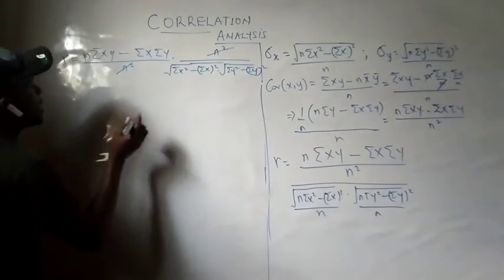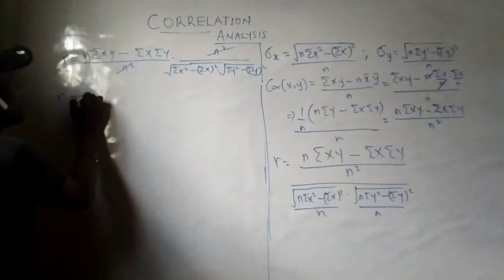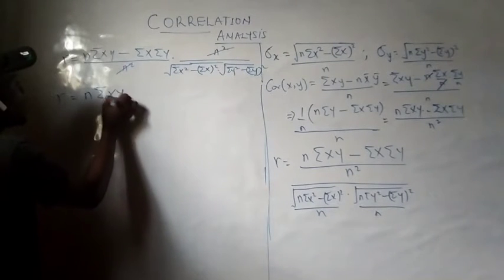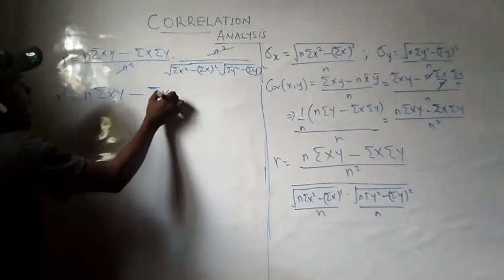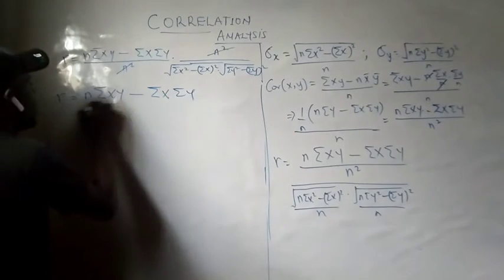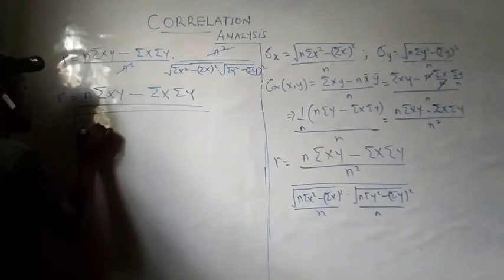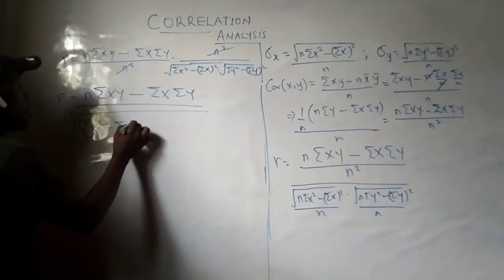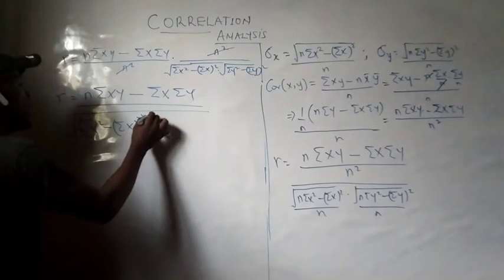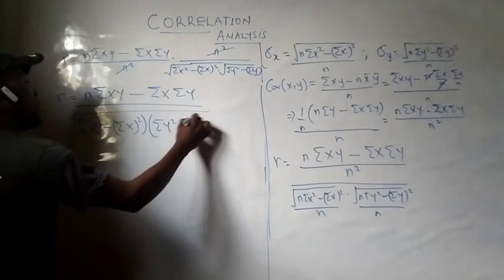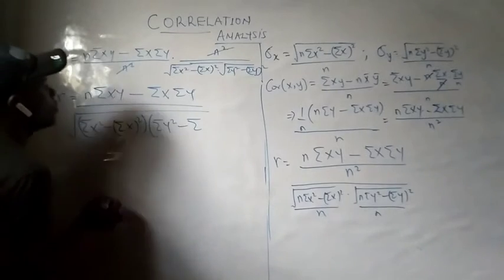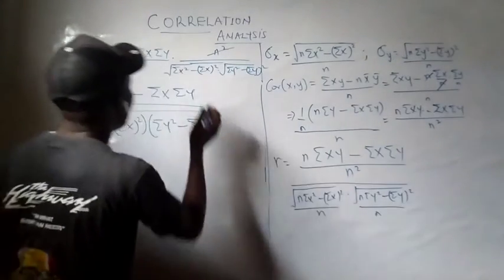So we can easily say that R equals n summation of xy minus summation of x summation of y all over the square root of what? Summation of x squared minus summation of x all in bracket squared, then summation of y squared and the summation of, please pardon me, there is n at the back here.